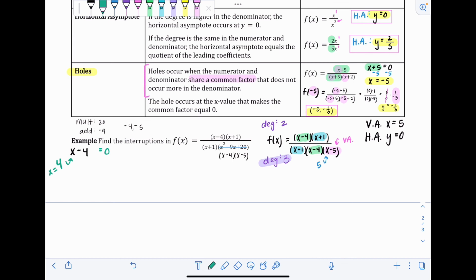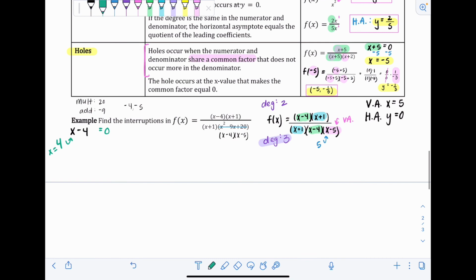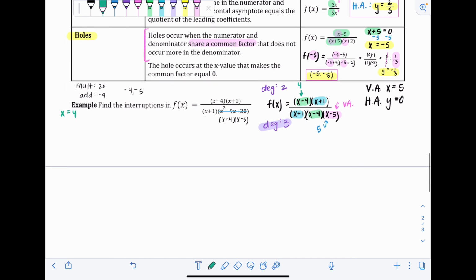And then we have to find the y value that goes along with it. I'm going to erase some of this, I don't really like the way I wrote it. The x value that would make this factor equal 0 would have to be x equals 4, so there's a hole there. Then we have to find the entire point where the hole is. So we would find f of 4. We would take 4 and substitute it into the function for x.